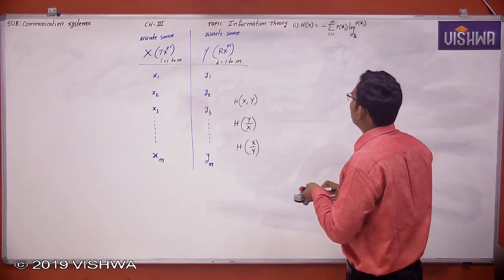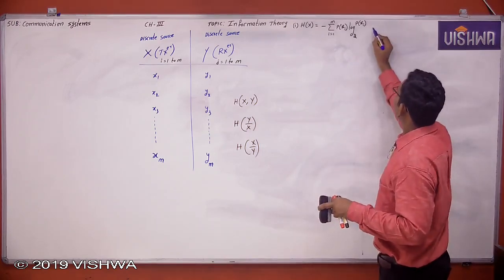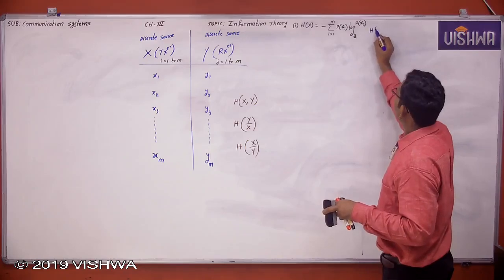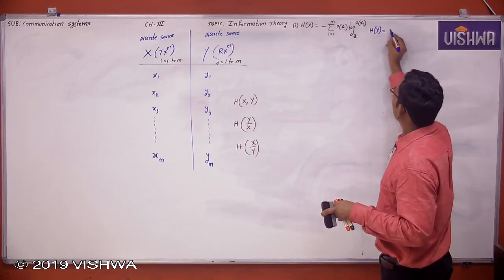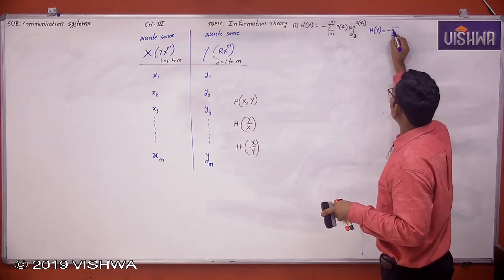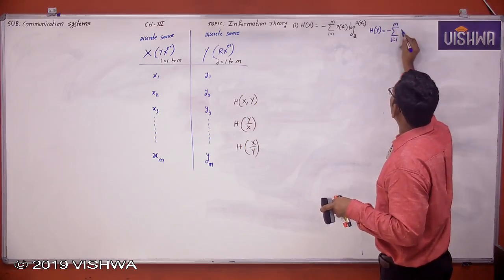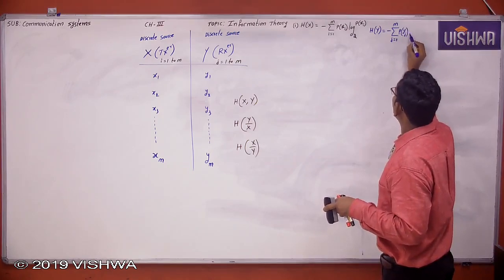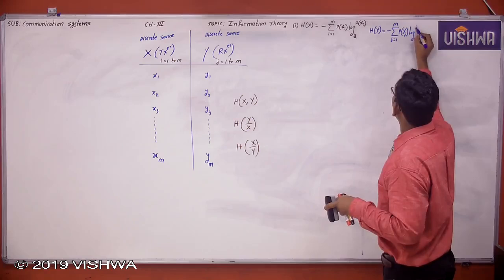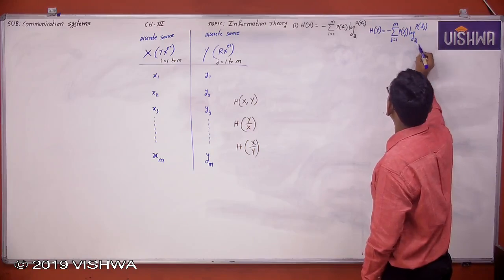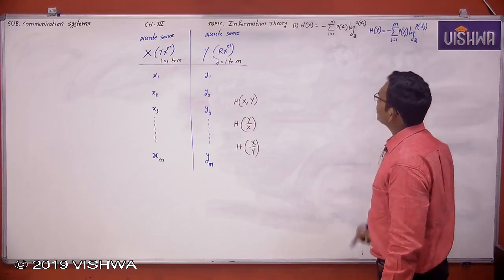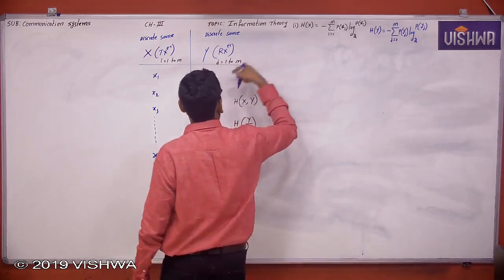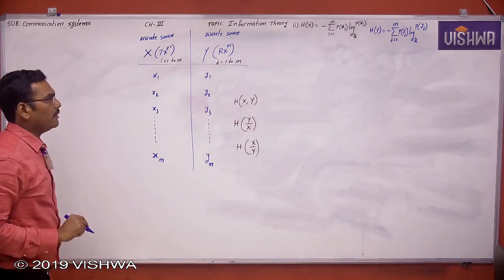Now what is the entropy of source Y? H of Y is equal to minus summation j equal to 1 to m, P of y_j log P of y_j base 2. Okay. Now this is the entropy of source X and the entropy of source Y, individually.